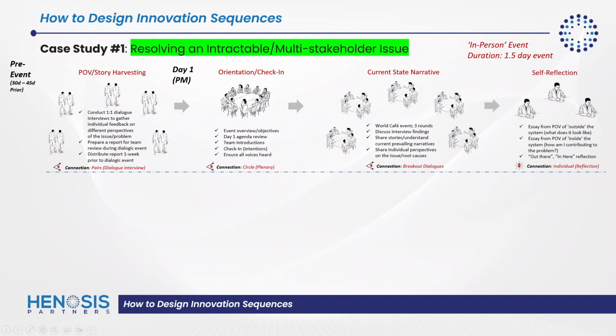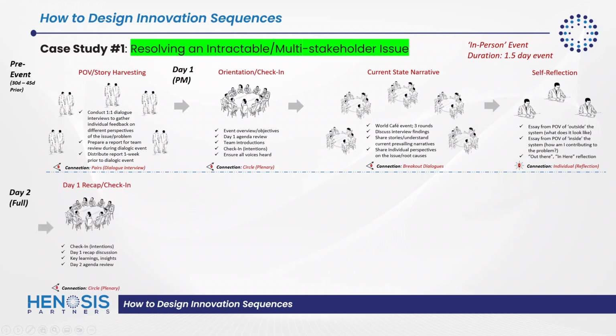And we concluded day one with a self-reflection exercise, an individual exercise, where people were asked to write an essay from the point of view of being outside the system, of what the system looks like, and then another essay from the point of view of being inside the system, with specific emphasis on how each person might have been contributing to the problem. This reflects an out there versus in here type of reflective activity. This type of movement was emergent in nature, and the connection type was individual reflection.